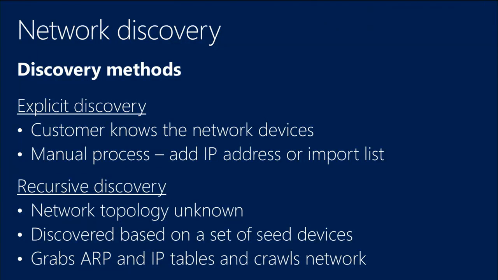But there's another option called recursive discovery, where you might not know the network topology just yet. We do require you to add a few seed devices, so maybe a core backend switch, and then based on that, we'll actually go into the ARP and IP tables and see with what other devices the switch is communicating, and then go to that device, start discovering it, etc.